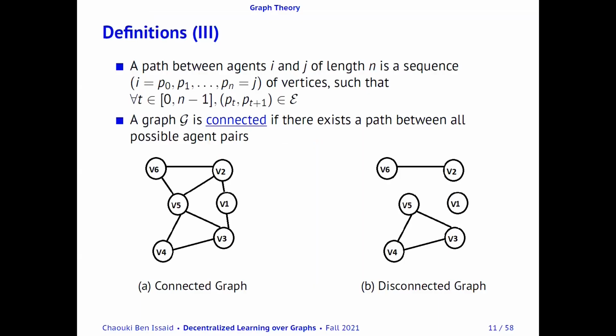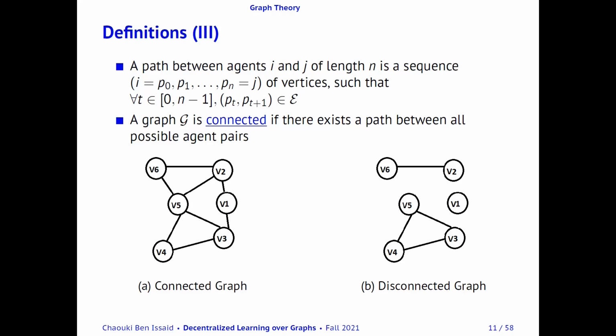A path between two vertices I and J of length n is defined as the ordered sequence P0, P1, until Pn, where we start from the origin P0 equal I, and we end at the destination Pn equal J. For each integer t in 0 to n minus 1, the tuple (Pt, Pt+1) belongs to the set of edges.